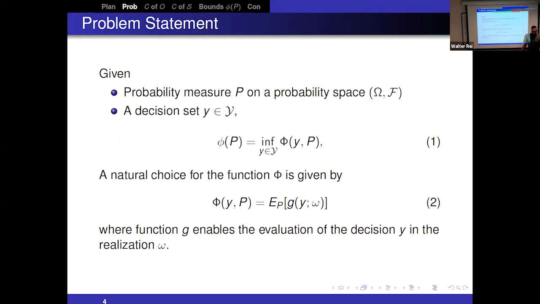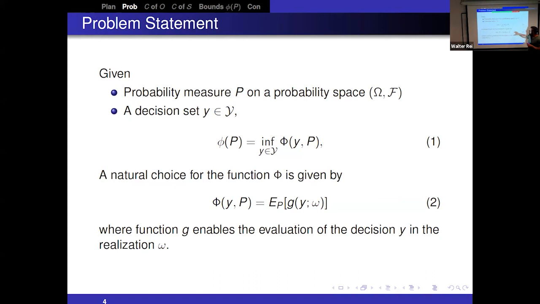Okay, general problem statement. So we consider a probability measure P, right, defined over a probability space and a decision set. Okay? And we're trying to identify the best solution, Y, that minimizes some function phi that is defined using the probability measure. So, a very general problem statement that is often applied in optimization under uncertainty settings.